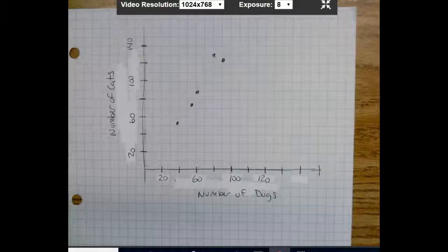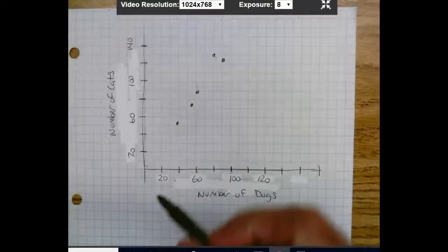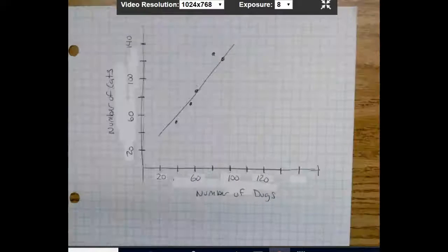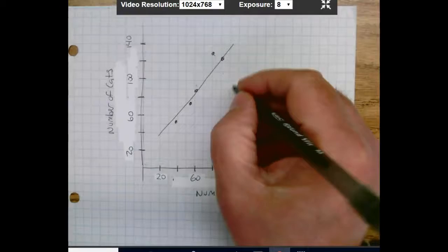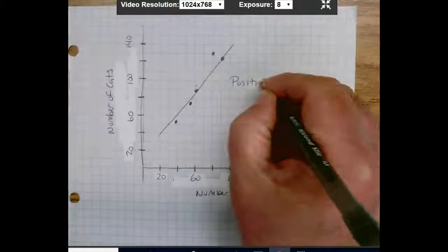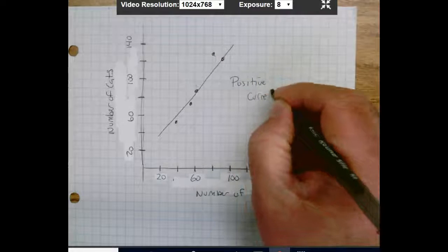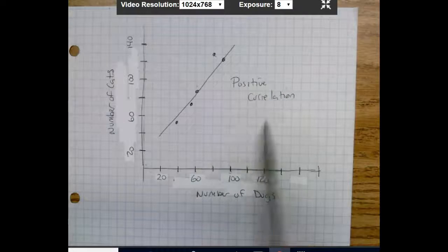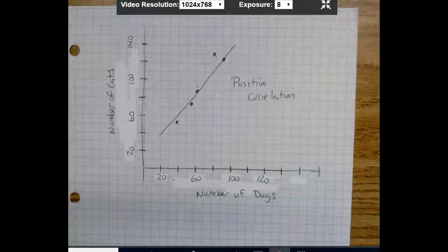And then we look for a correlation. So if we look at our data, we could even put a line in here if you wanted to. You don't have to, but you can see our data goes up. So that tells us there's a positive correlation. So we graph, we ask ourselves, is there a correlation? There is. And then it's causation.